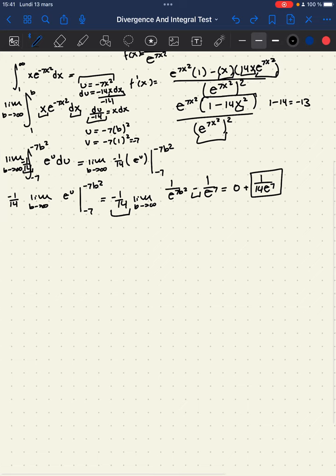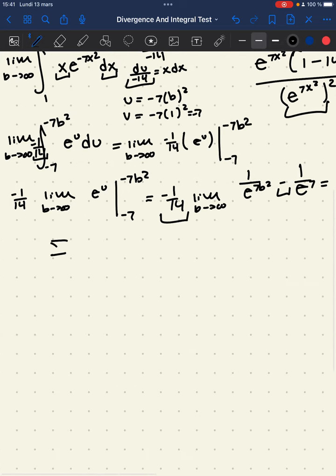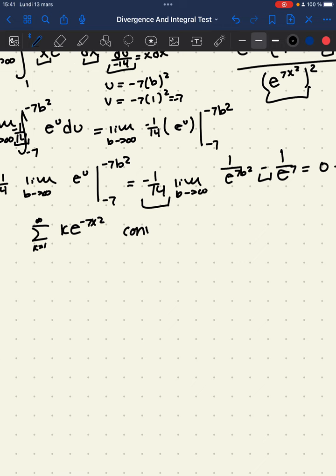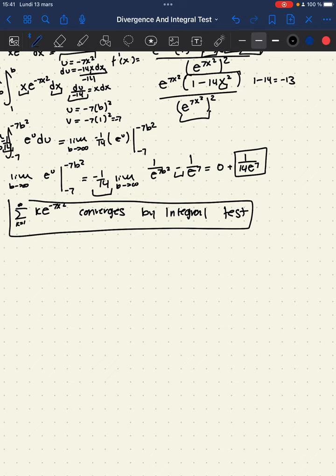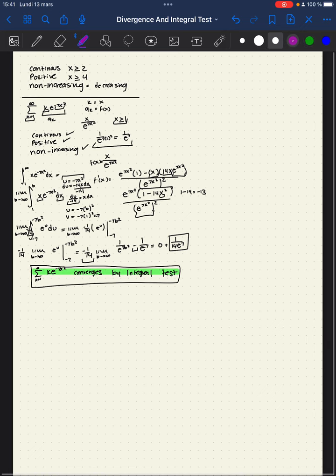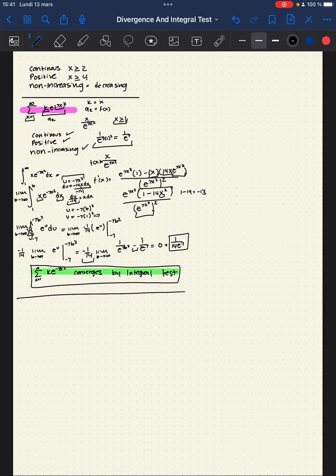And then for this we can write series starting at 1, k, e to the negative 7x squared, converges by integral test. Put a box around that. Highlight it with green. Highlight the question with purple. Underline to separate the question, and we can go to question number 2.